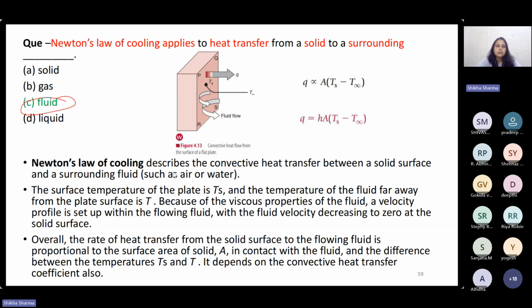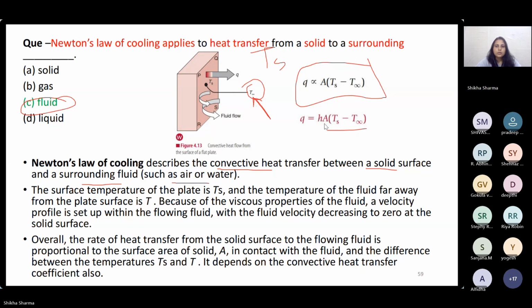Newton's law of cooling applies to the convective form of heat transfer, which is between the solid and the surrounding fluid, which is air or water. Here the equation is: Q is directly proportional to the area and the temperature gradient. The temperature gradient is between the surface temperature Ts and T infinity, the air temperature at an infinite location. So we are writing T infinity here.